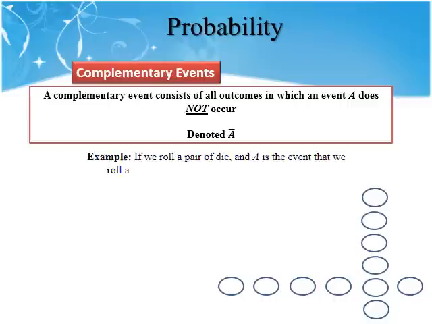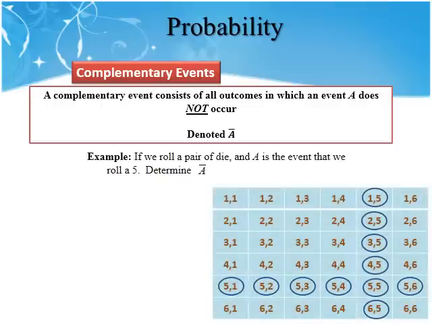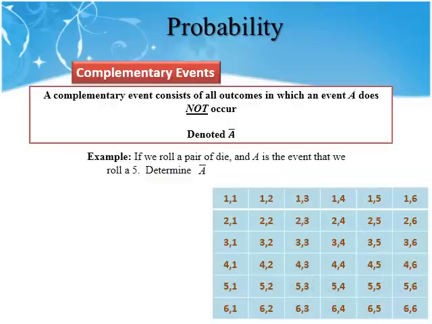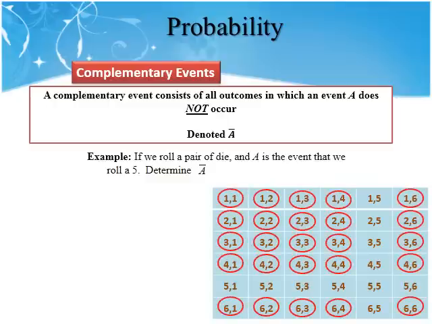So as an example, if we roll a pair of dice, and A is the event that we roll a 5, determine A bar. In other words, determine the event that we don't roll a 5 on a pair of dice. So again, consider the sample space, and I've circled all the simple events where we roll at least one 5. So A bar will be all the simple events where we don't roll a 5. That is, anything that's not circled. Or, here, anything that's circled in red. This is A bar, the collection of these simple events.